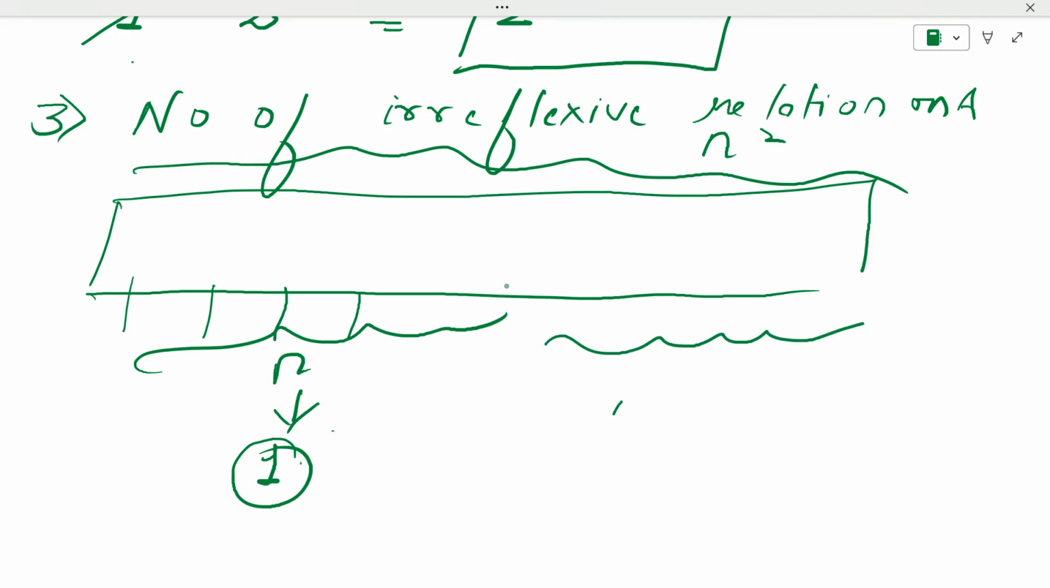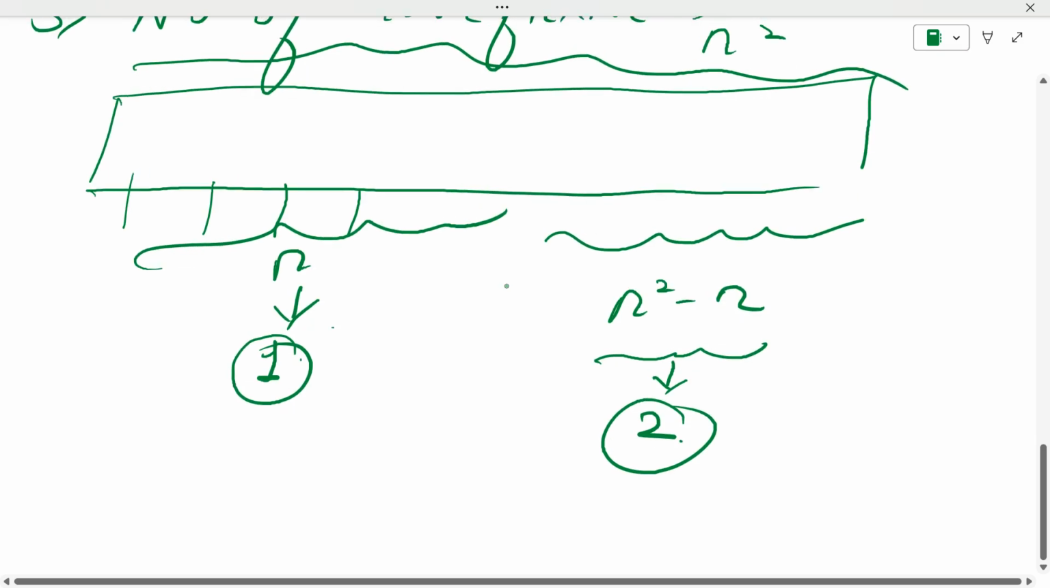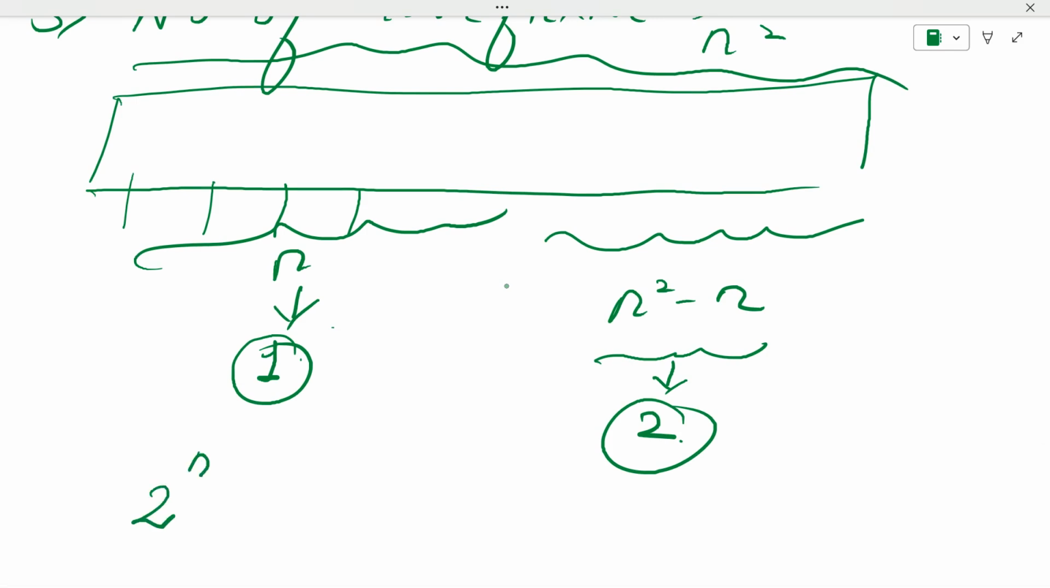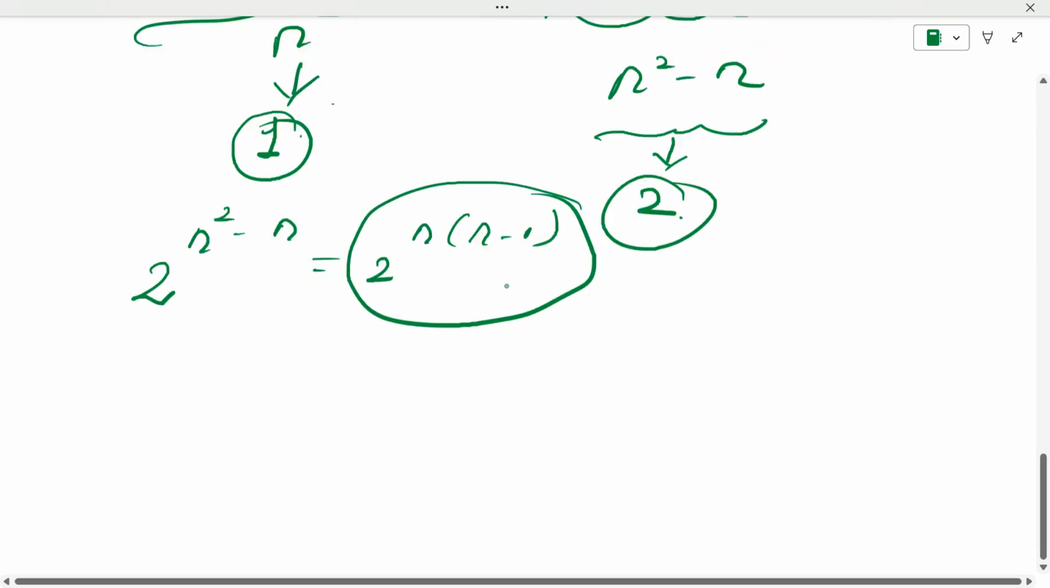And for the remaining n square minus n elements, it can be present or it cannot be present. So there are two possibilities. So if we are to find the number of irreflexive relations on A, it will be 2 raised to the power n square minus n, or simply 2 raised to the power n into n minus 1. Okay, so this is the same for reflexive and irreflexive.